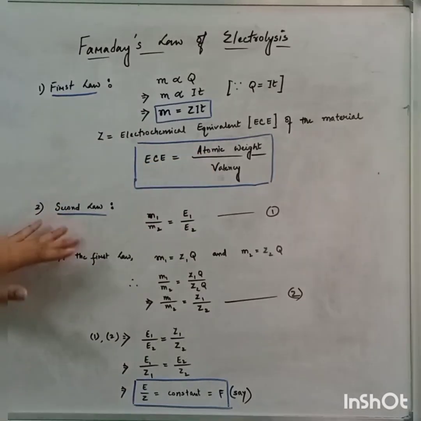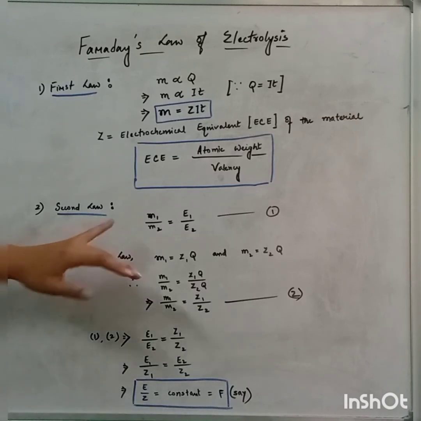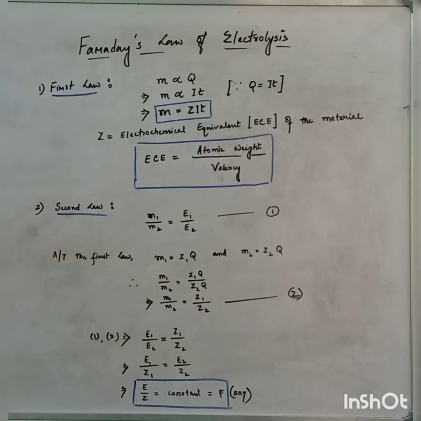The second law of electrolysis states that if the same current passes through different electrolytes for the same time, then the masses of different ions deposited at each of the electrodes are proportional to their chemical equivalent. That is, here M1 and M2 are the two different types of ions which are deposited at each of the electrodes, and E1 and E2 are the electrochemical equivalents of the two different types of electrolytes.